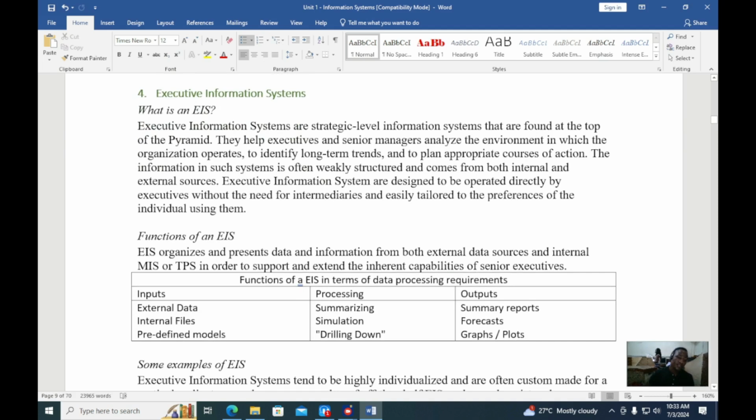Now the fourth one is the executive information system. An executive information system is an information system that is at the strategic level, and they're actually at the top of the pyramid, and their work is to help executives and senior managers to have an analysis of the environment in which that organization is actually operating, to make sure that they identify the long-term trends that are there, and also to plan what actions are we going to take in regards to these long-term trends that are actually occurring.